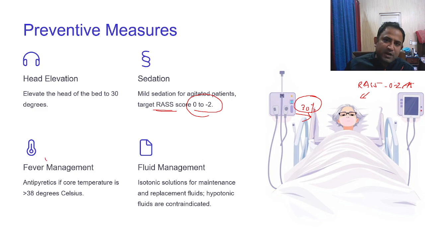Judicious use of antipyretics in the management of fever, to keep the temperature less than 38 degrees centigrade. And do not use hypotonic saline, because hypotonic saline may increase the cerebral edema. So always use isotonic saline or normal saline for maintenance and replacement fluids.